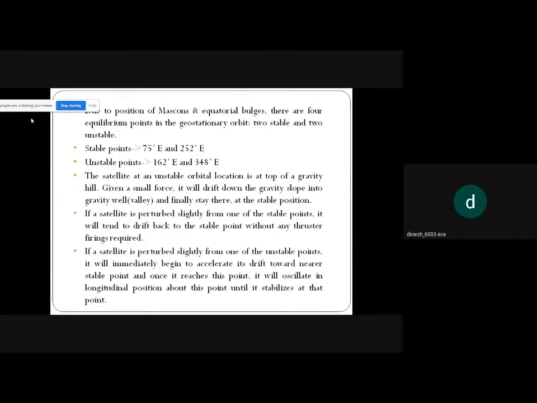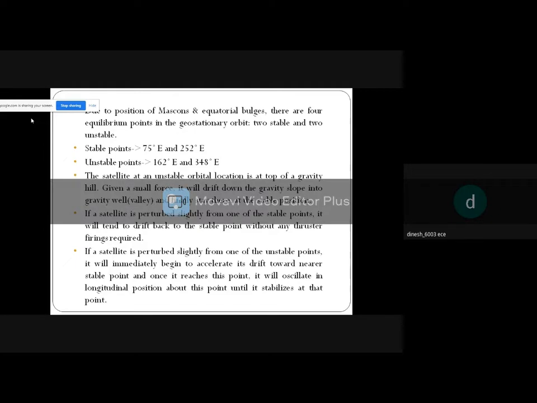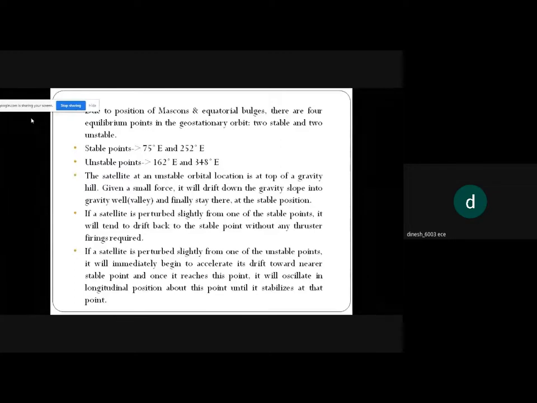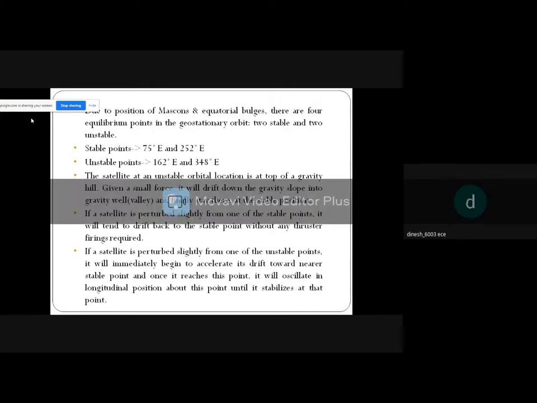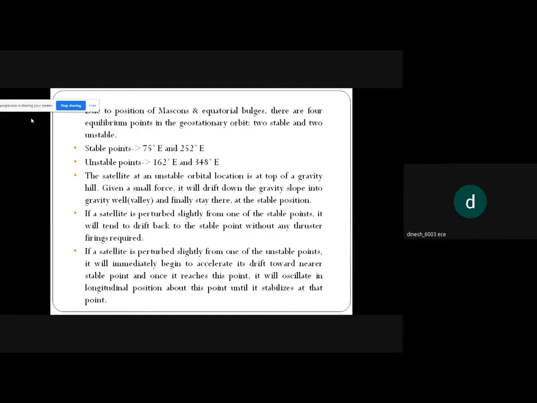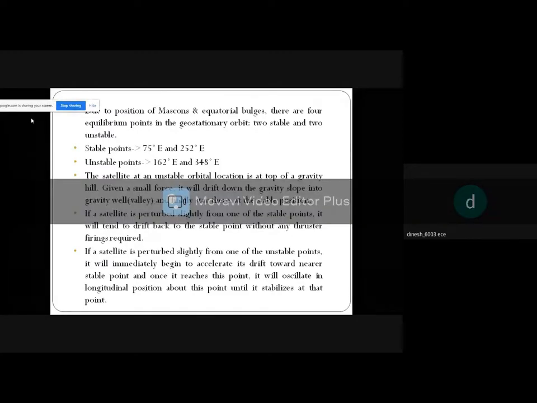The satellite at an unstable orbit location would be at the top of a gravity hill. When a small force comes into play, a gravity slope will be formed, which results in a gravity well. Due to the drift along the gravity slope, it will come to a stable position. So if a satellite is perturbed slightly from one of the stable points, it will tend to drift back to the stable point without any thruster firings required.